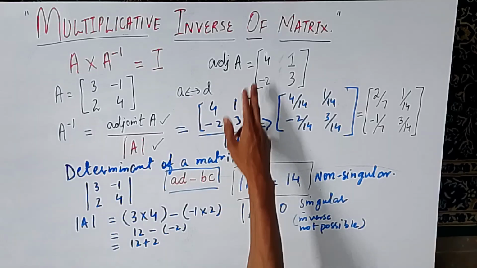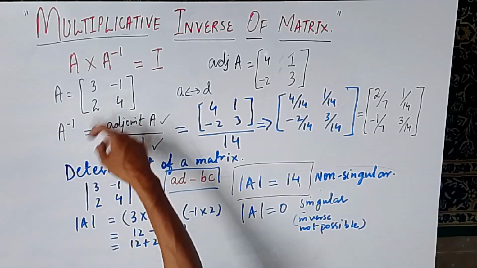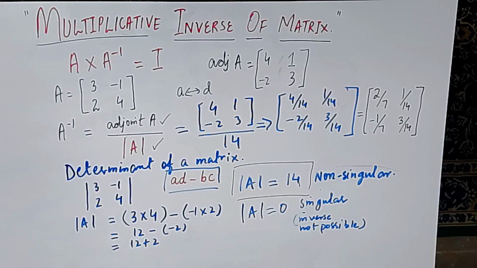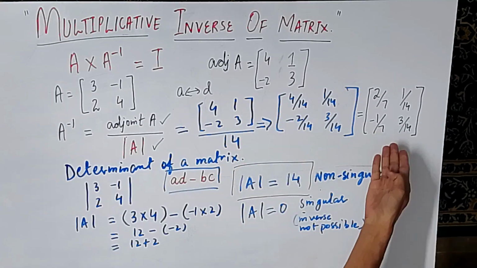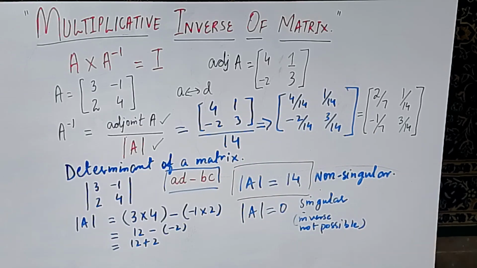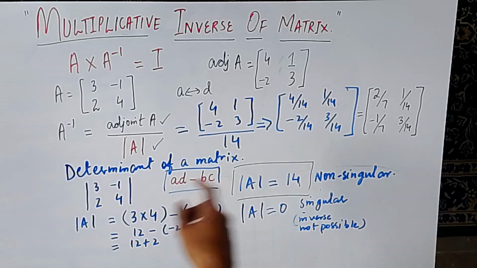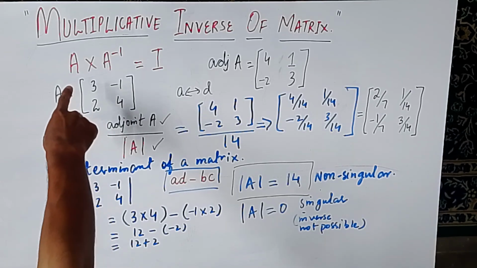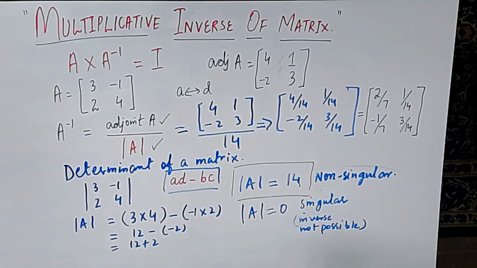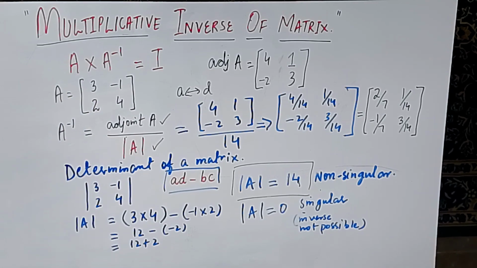For adjoint you need to swap the diagonal elements and you will change the signs of the other two elements of the matrix. And then you need to divide your adjoint by the determinant like this. Whatever the answer will come, it will be your inverse of that particular matrix. Now we will see that how to prove this particular thing, that A multiplied by A inverse is equals to I. So let's see this.